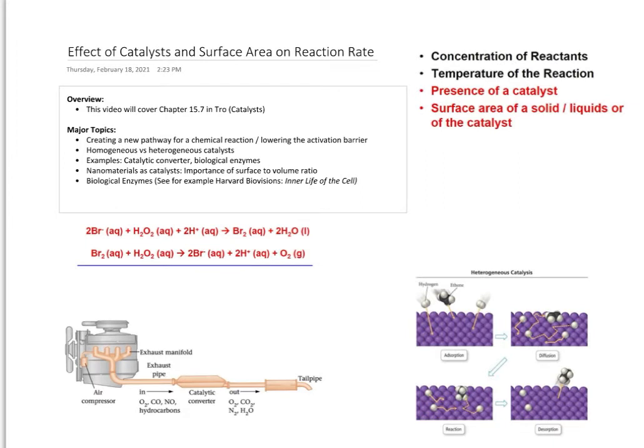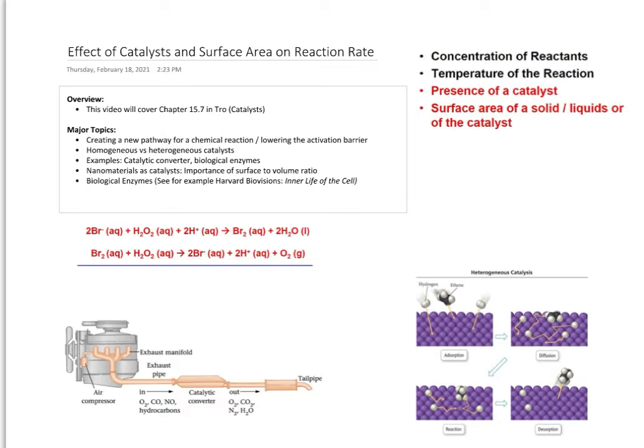And one of the topics we're going to talk about is the effect of catalysts and surface area on a reaction rate. So remember we said there are four things that influence the reaction rate: the concentration of reactants, temperature of the reactants, presence of a catalyst, and surface area of solids or liquids or of the catalyst.